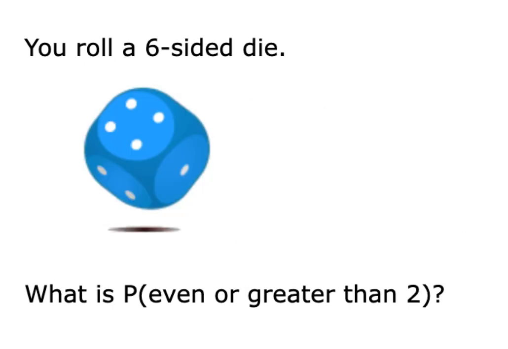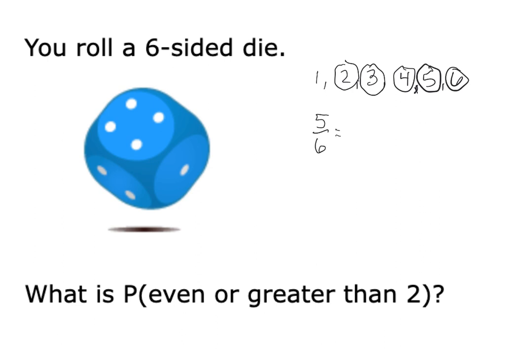Here's our last example. We have a 6-sided die again. I'm going to list out the possible options for us just so it's a little clearer. Okay, so we have 1 through 6. Probability that it is even, I'm going to circle my even ones, so 2, 4, and 6. And any number greater than 2, which would also be 3 and 5 of my non-circled ones already. So now I have 5 circled outcomes out of 6 possible outcomes.